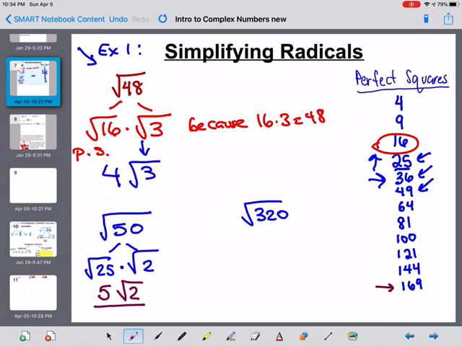320, that's a bigger number. So I'm going to start down at the bottom here, and I'm going to just work my way up. So I try 320 divided by 169, decimal. By 144, decimal. By 121, decimal. By 100, decimal. Let me try by 81, decimal. 320 divided by 64, and it works. So I put two square root signs, and the perfect square goes in the first one.